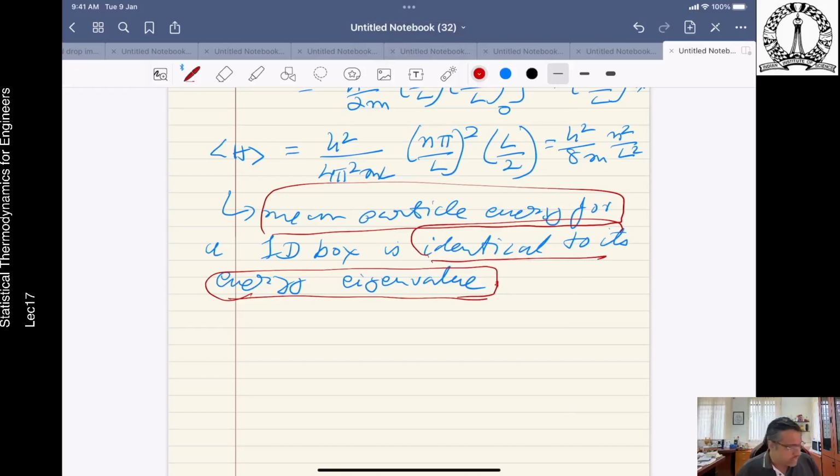So we will see in the next class, where we will start with the uncertainty principle.